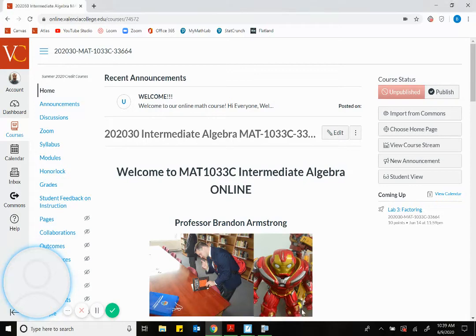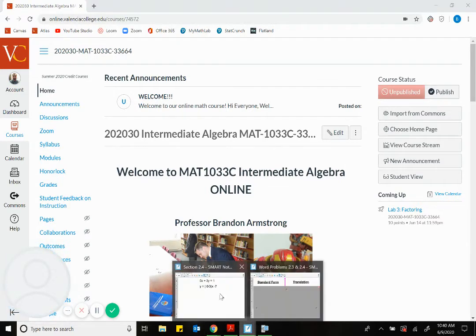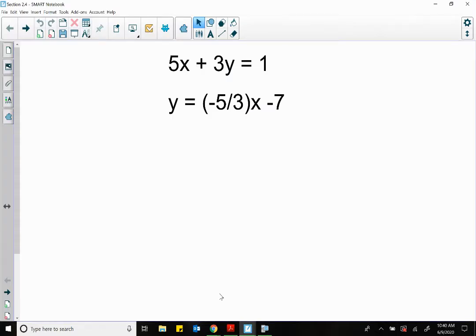Let's finish talking about solving systems. So we've learned graphing, we've learned elimination. I showed you a little bit of substitution last time, but now we fully want to talk about substitution. Section 2.4 is all about substitution. After I talk about this, I'm going to hit up the word problems with you guys, okay?